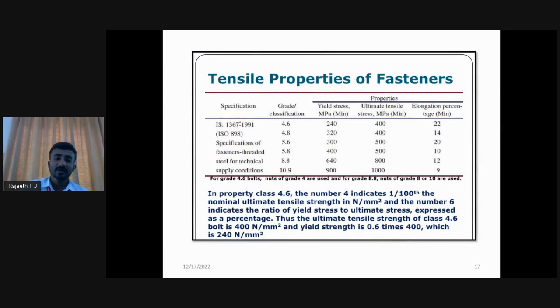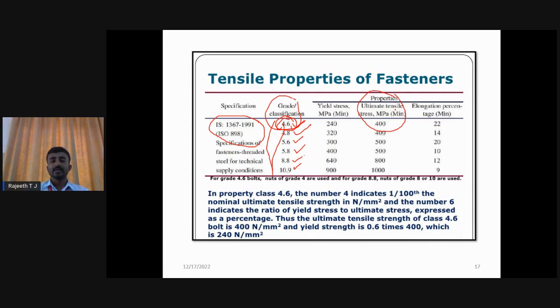According to IS 1367:1991, if the grade is 4.6, we always mention the grade of the bolts. So we mention it like this: 4.6, 4.8, 5.6, 5.8, 8.8 and 10.9. Now the question is, what is 4 and what is 6? This is what the grade means. Here 4 indicates the ultimate tensile strength of the material.